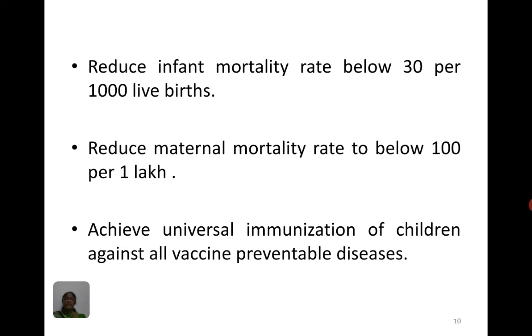Achieve universal immunization of children against all vaccine preventable diseases. For this, awareness is given to the parents to get immunization for children. ASHA workers play a significant role in visiting households to create awareness and to bring them to primary health centers in order to get their children immunized against diseases.